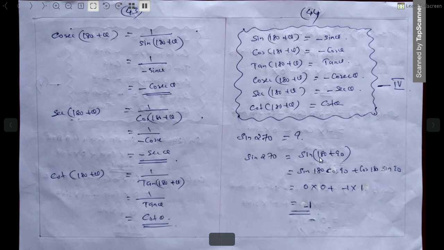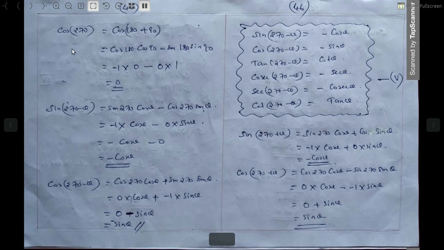Similarly for sin 270. Sin 270 means what? 180+90. Again sin(A+B), and you will get sin 270 as minus 1, cos 270 as 0. Then sin(270-θ) is equal to sin(A-B). Finally you will get minus cos θ, and you will lead to the set of results. sin(270-θ) is equal to minus cos θ, cos(270-θ) is equal to minus sin θ, and so on.